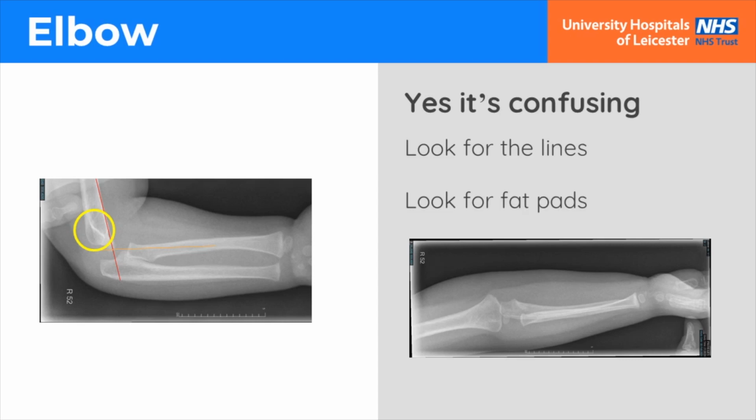This area here is where most supracondylar fractures occur, and they're not always really, really obvious. If you're worried that there might be something and you're not quite sure, then again, just ask somebody.